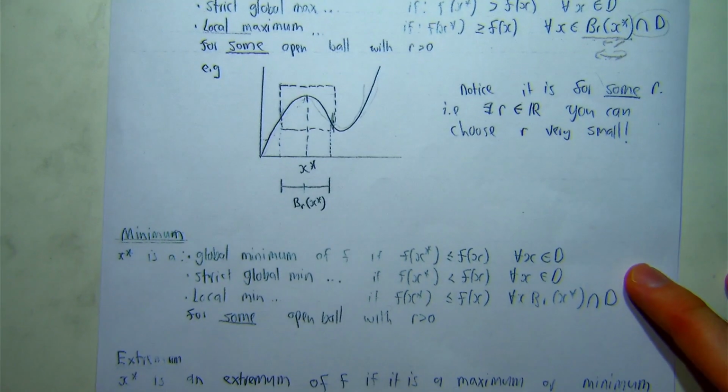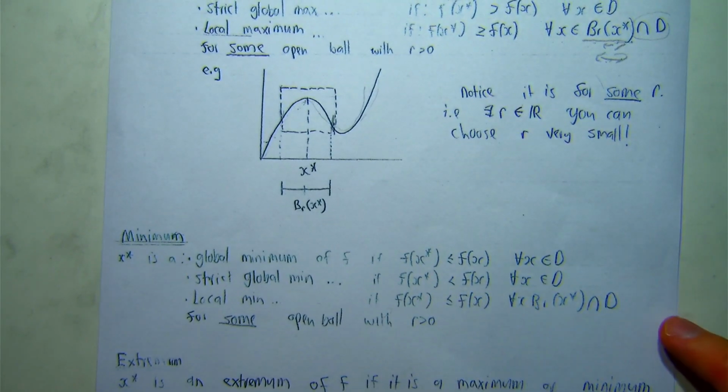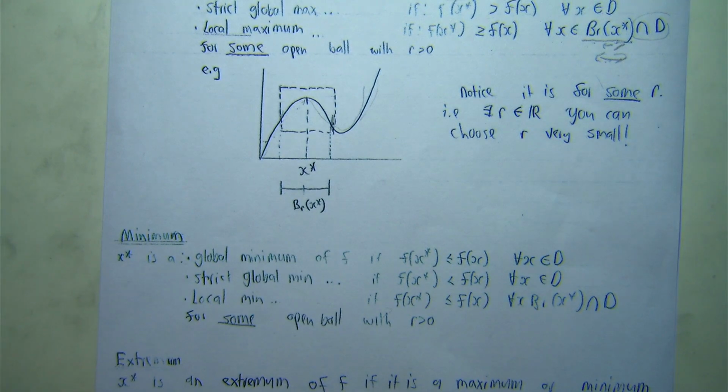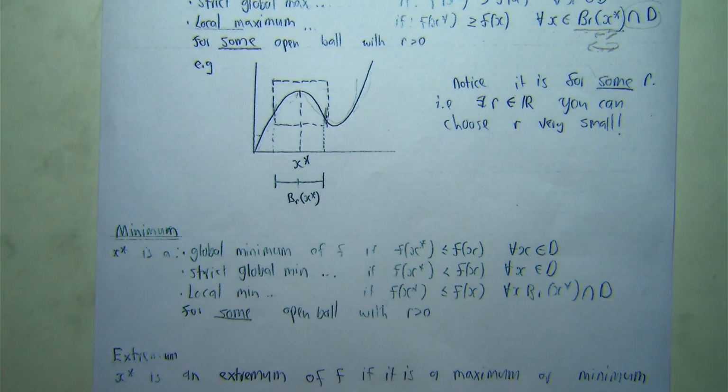Now the same is true for minimum, it's just inverting those inequalities, so that is straightforward, and it's an extremum of f if it's a max or a minimum. All right, easy. And in optimization, our goal is to try and find these points, these maxima and minima, so that we can optimize something depending on the context.